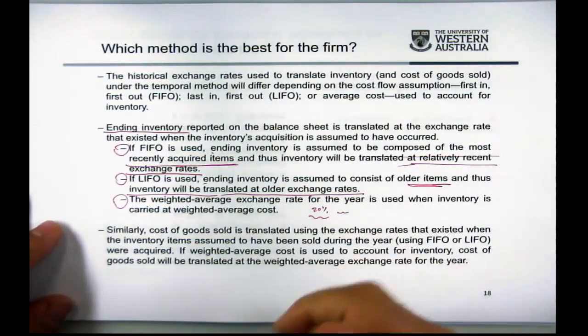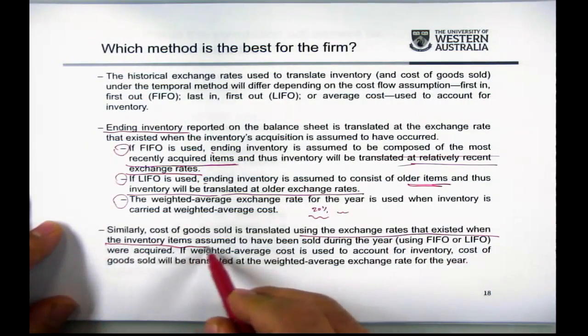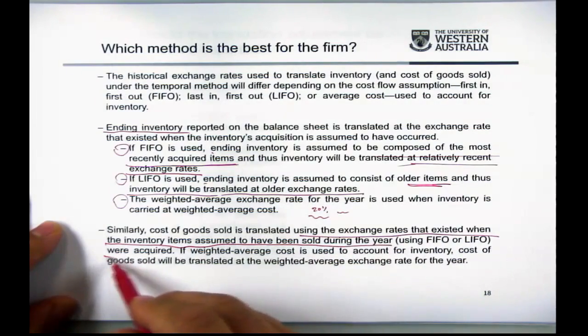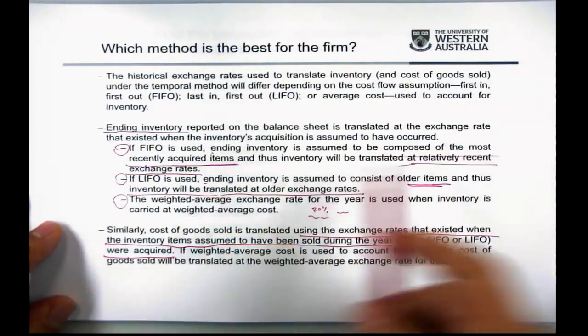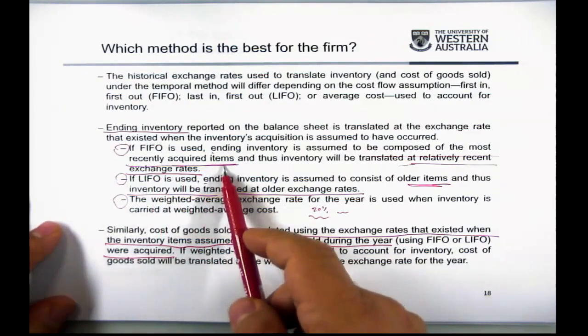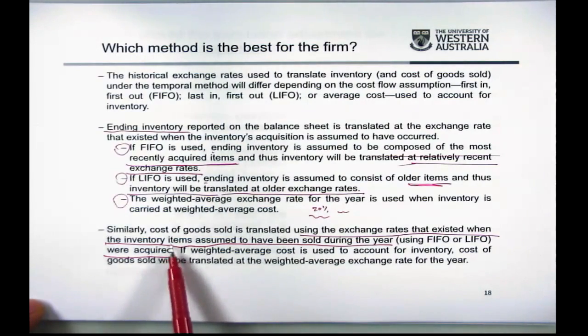Similarly, cost of goods sold is translated using the exchange rates that existed when the inventory items assumed to have been sold during the year were acquired. Okay? For example, if the inventory is calculated using FIFO, in this case, inventory is composed of the most recently acquired items, but those items sold are the old ones, according to FIFO, right? So we use the old exchange rate in the translation of the cost of goods sold. Make sense?